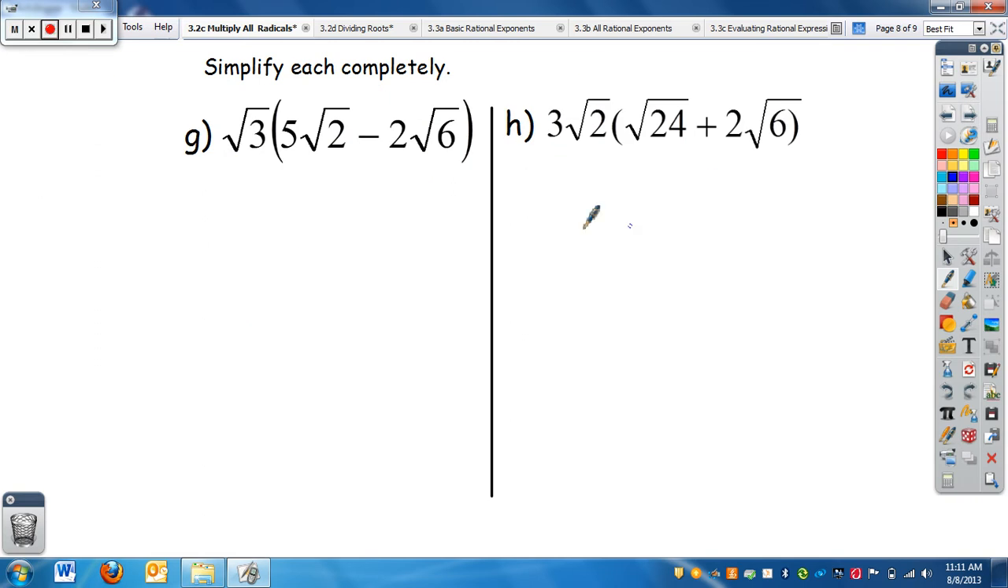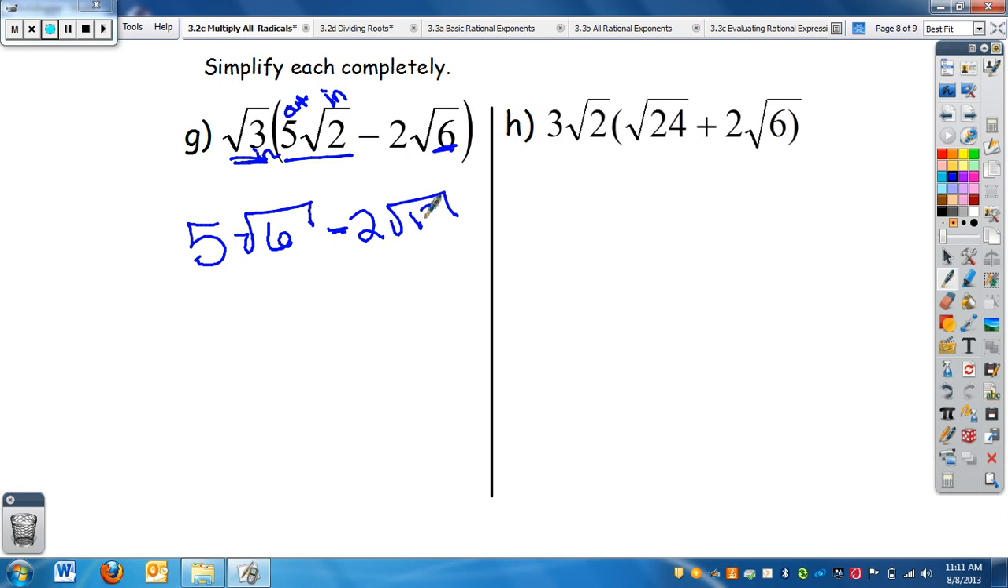Alright. Last two examples. Again, I'm going to be distributing. I have a root 3, which is in. And first I'm going to multiply to 5 root 2. Well, 5 is out. Root 2 is in. So I multiply together who's in together. So I have 5. 3 times 2 I can go, so that is root 6. Minus 2. 2's on the outside, 3's in, so I go 3 times 6, which is root 18.